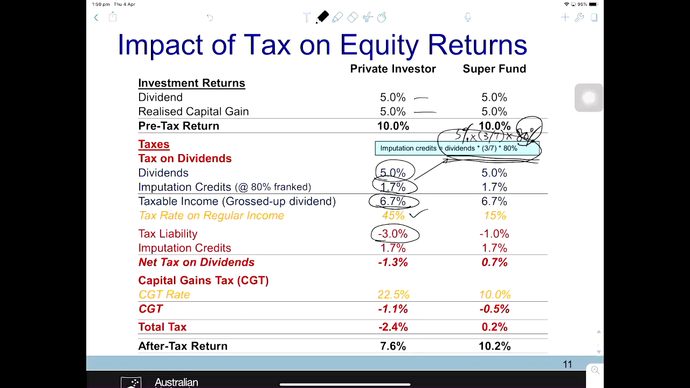And now here's the time you're going to use the imputation credits. They're going to be used to offset your gross tax liability. So you're going to pay 1.3% for the dividend income you receive.